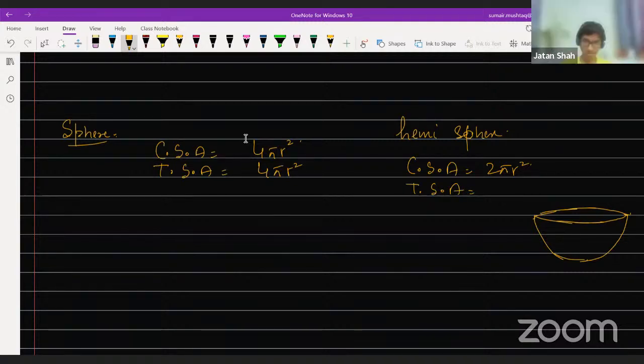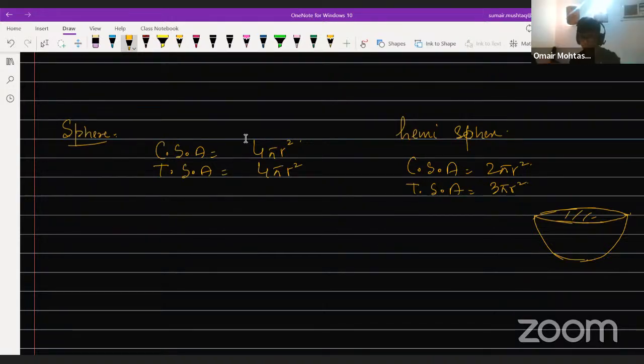Sir, I'm not sure. I think 3 pi r square. Why? Why not 2 pi r square? Sir, because it has a base. Because this top side is added to it, that is equal to pi r square. Yes, sir, 3 pi r square. Very nice. So what is the volume of this thing?